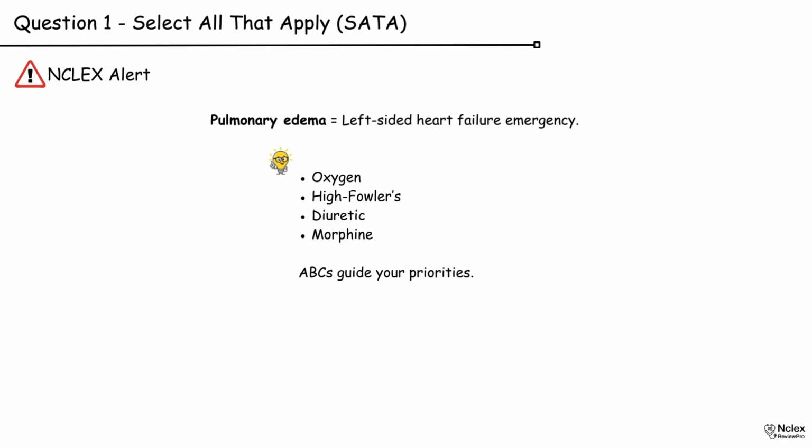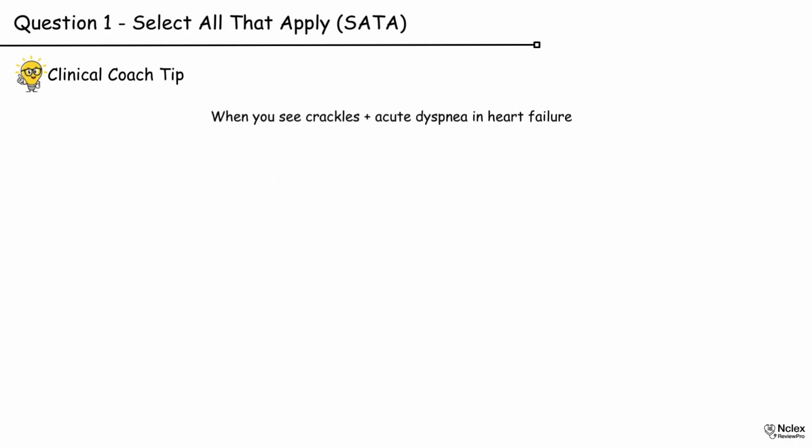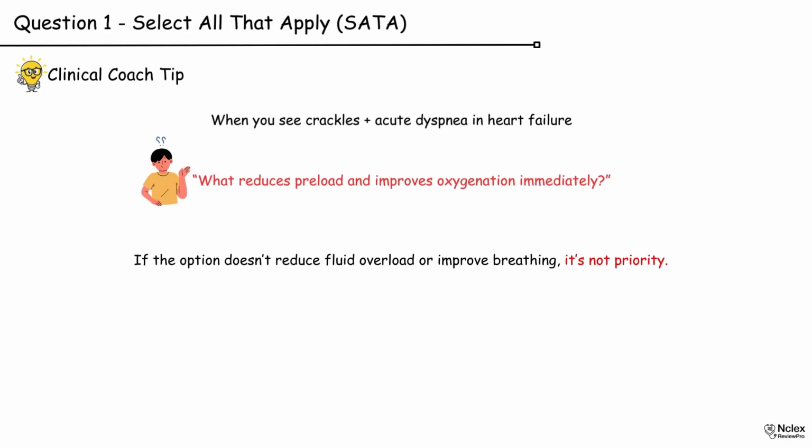Here's your NCLEX alert. Pulmonary edema equals a left-sided heart failure emergency. Your priority pattern is oxygenation support, upright positioning, rapid diuresis, and interventions that reduce preload. And always, let the ABC framework guide you. Now here's the clinical coaching point. When you see heart failure plus sudden crackles and acute dyspnea, think in terms of two immediate goals: improve oxygenation and reduce fluid overload. If an option does not help breathing or does not reduce preload, it is rarely the priority in acute pulmonary edema.